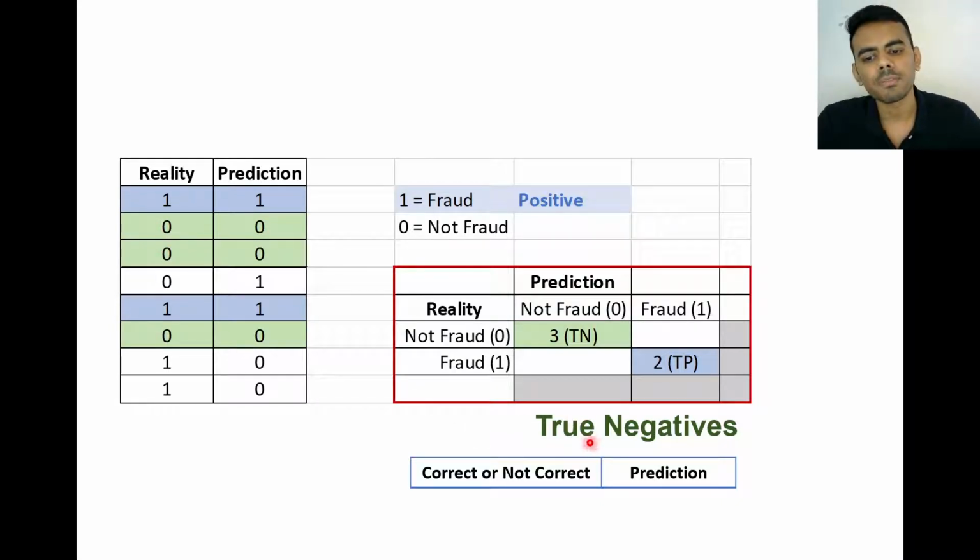That's why the prefix is true. That's how we get true negatives. Moving on to the next case.